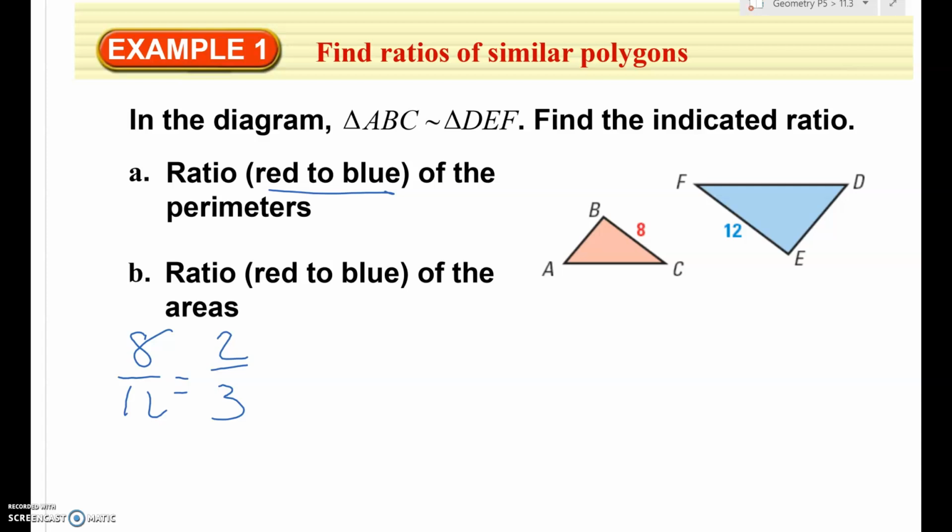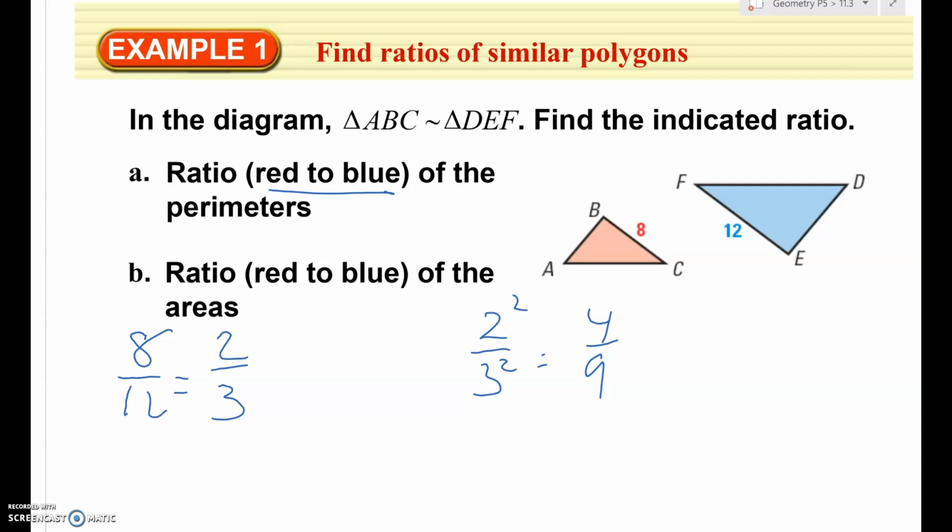Now it wants the ratio of the areas. All right, well, what are we going to do with that 2/3? What do I have to do? Well, I have to square both. All right, so 4/9. All right, so that's just using that kind of concept that we just talked about.